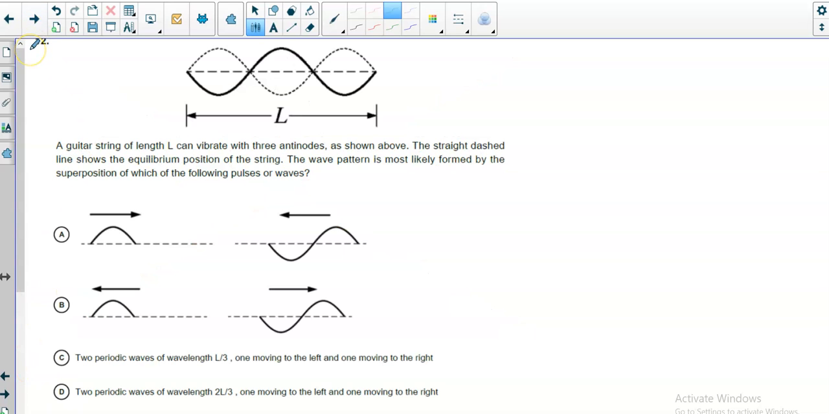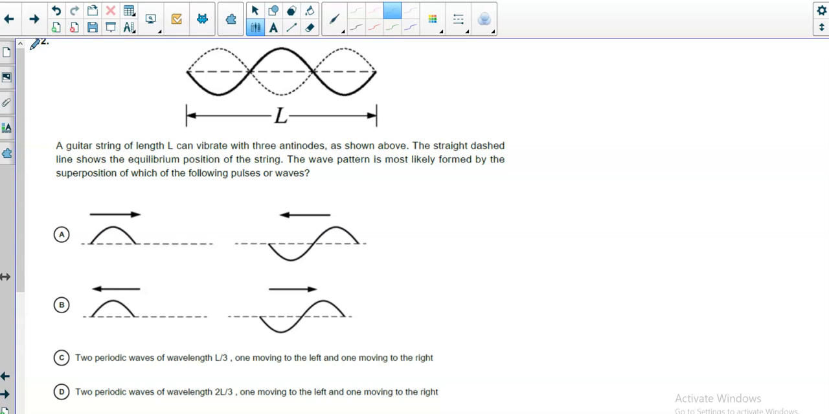Bam. All right. A guitar string of length L can vibrate with three antinodes as shown above. The straight dashed line shows the equilibrium position of the string. The wave pattern is most likely formed by the superposition of which of the following pulses or waves? So we know that a standing wave is formed when it gets reflected back on itself. So let's see here. A shows a wave front coming in and the reverse coming back at it.